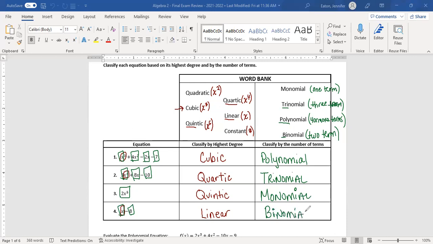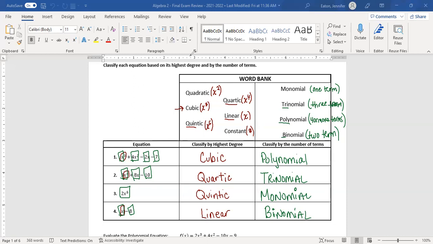We classified the problems according to their highest degree and according to their number of terms. So make sure you take some time to study those vocabulary words so you know how to appropriately classify our polynomials on your final exam.